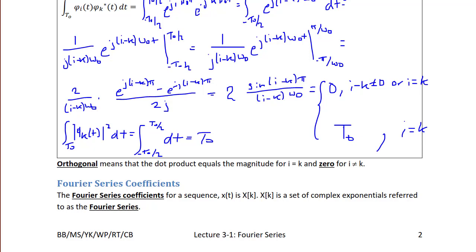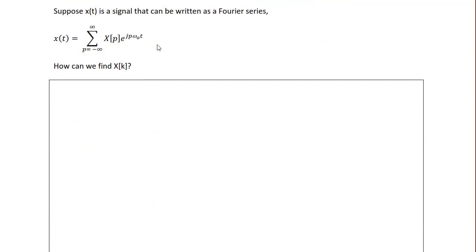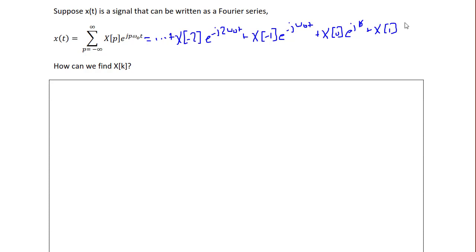Fourier series coefficients. The Fourier series coefficients for a signal x of t is X of k. X of k is a set of complex exponentials referred to as the Fourier series. Suppose x of t is a signal that can be written as a Fourier series. So x of t would be the summation from p equals negative infinity to infinity of X of p e to the j p omega naught t. So this would be equal to, starting from negative infinity, dot dot dot, plus X of negative 2 times e to the negative j2 omega naught t, plus X of negative 1 times e to the negative j omega naught t, plus X of 0 e to the j0, plus X of 1 e to the j omega naught t, plus X of 2 e to the j2 omega naught t, and so on.